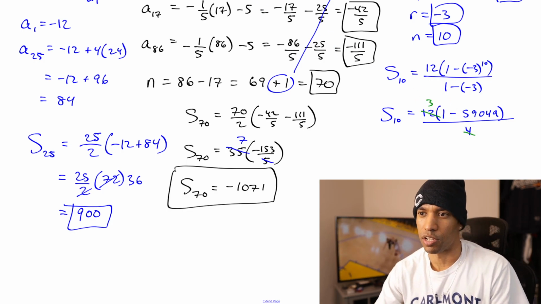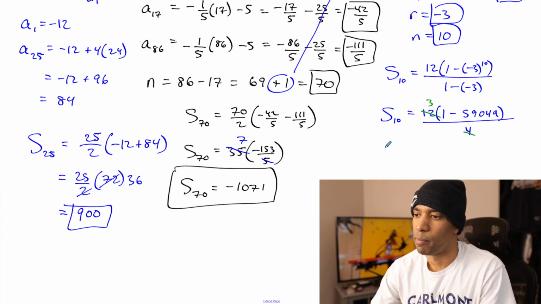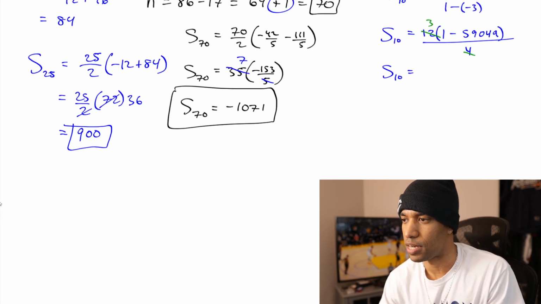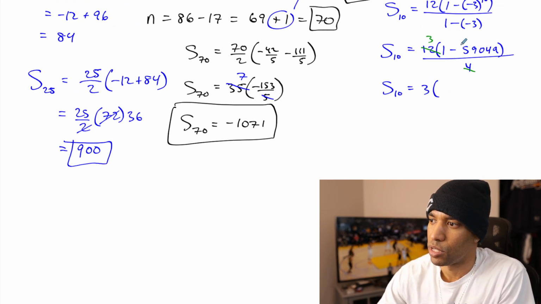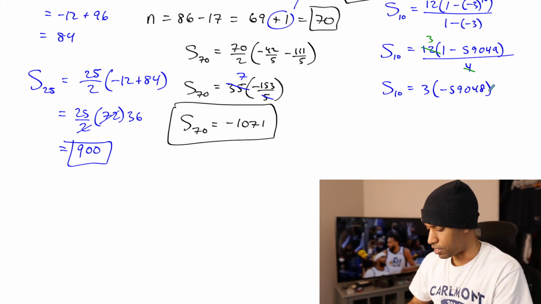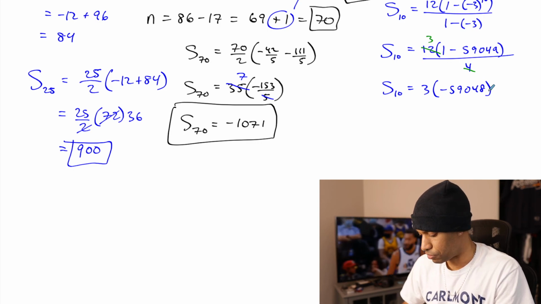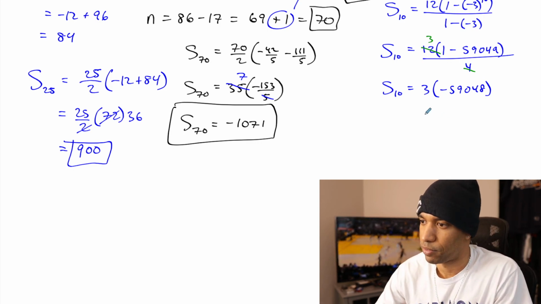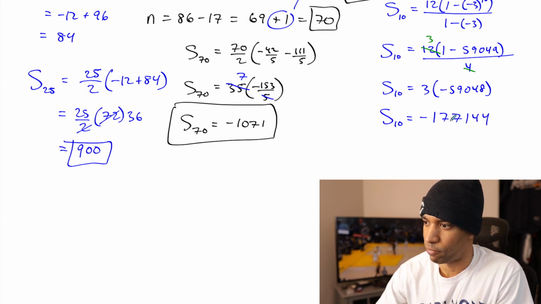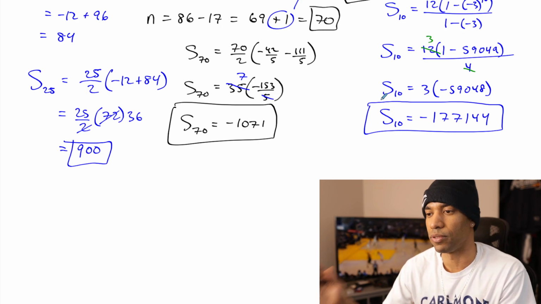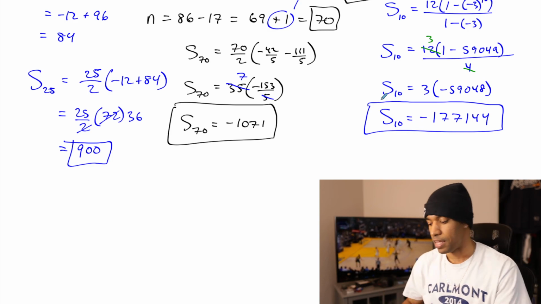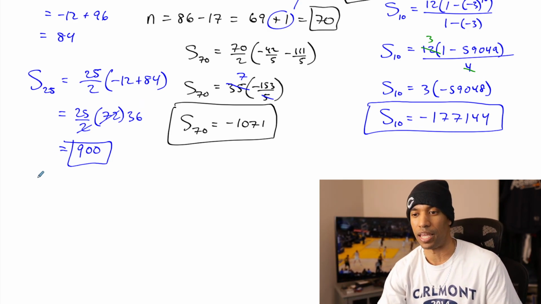I'm going to clean some of this up myself first, just to make sure the calculator doesn't cause any woes. So S sub 10 equals 3 times 1 minus that number, which is 3 times negative 59,048. And we get negative 177,144. Yeah, big. I guess not outlandishly huge because the terms alternate sign. It goes a little positive, then a little more negative, then a little more positive, instead of staying totally positive or totally negative as you go along.